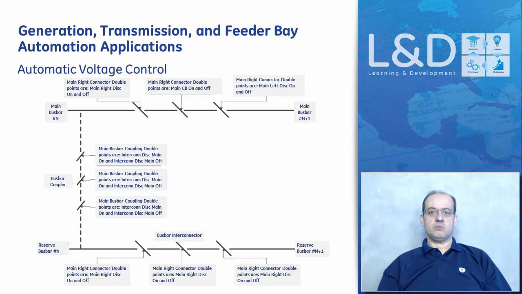The first application that we will discuss for generation, transmission, and feeder bay automation is the automatic voltage control, the AVC. The automatic voltage control is a sophisticated application that automatically monitors and controls groups of transformers to maintain a steady level of voltage based on user-defined targets and settings. The automatic tap change control mechanism provides automatic load balancing across the connected transformers and predictive algorithms to define the level of tap effect before the tap change takes place.